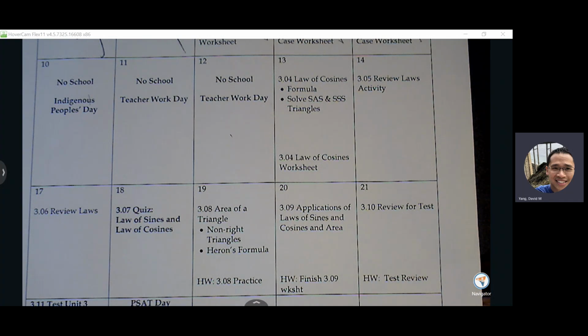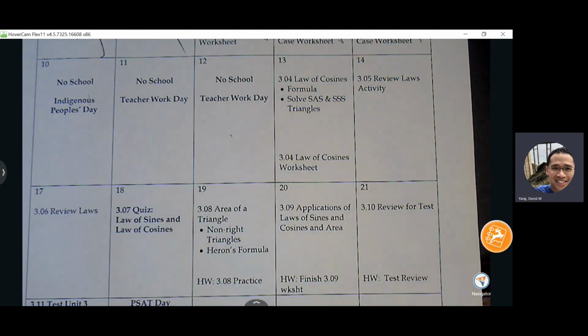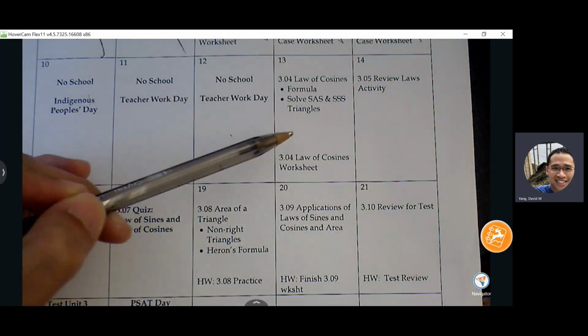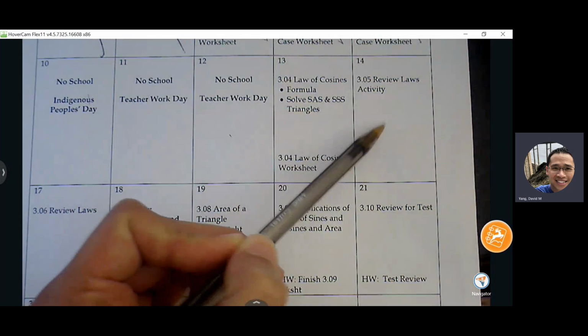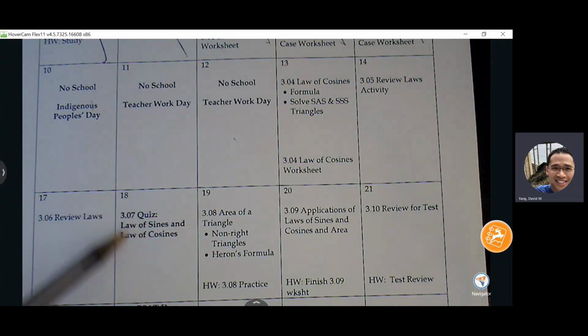Today we're going to cover law of cosines. Algebraically, it's a little messy, but it's easier than the ambiguous case that we did with law of sines. So we'll practice that today. Tomorrow we'll do a review worksheet, which is in your packet. And then Monday we'll do review, and Tuesday will be a quiz over law of sines and law of cosines. So it'll cover what you did on the check-in quiz, the ambiguous case, and law of cosines.